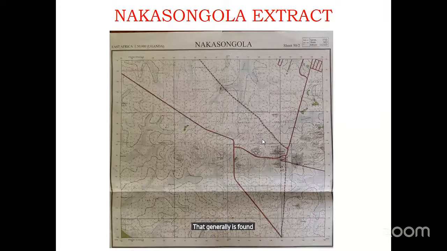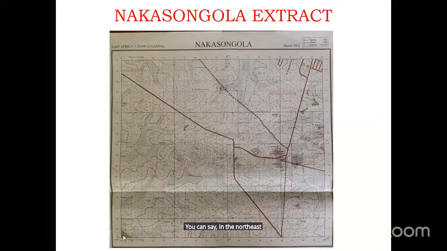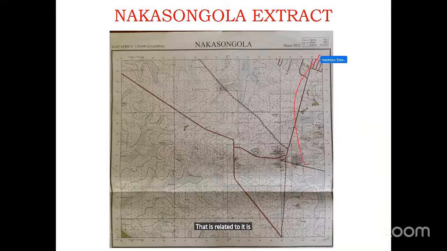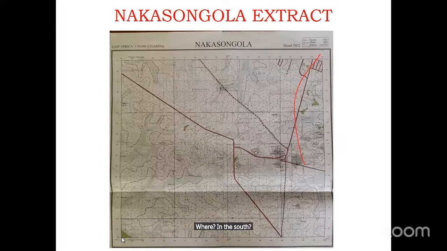I said the location is grid square, 4-figure, or location in form of direction. In the northeast, if the ginnery is here and there is no name, you can say in the northeast. Like this papyrus, where you see papyrus swamp, the economic activity that is carried out that is related to it is art and craft. Art and craft because of the papyrus swamp. Where? In the southwest. So you must locate features.